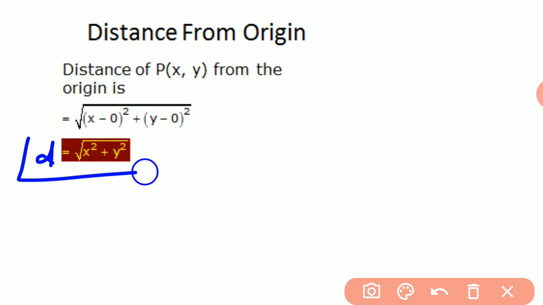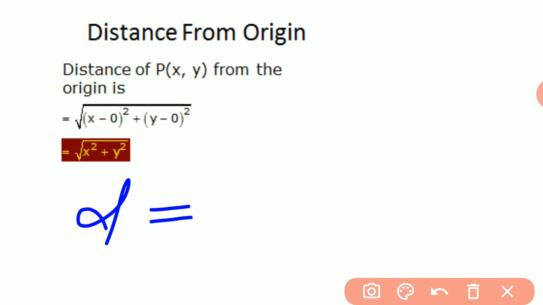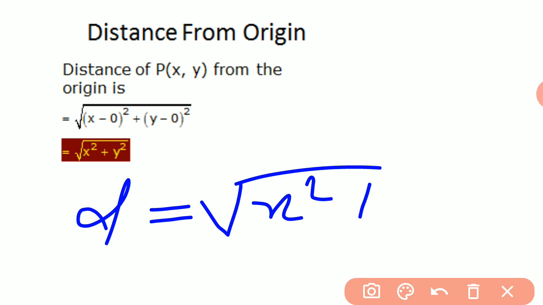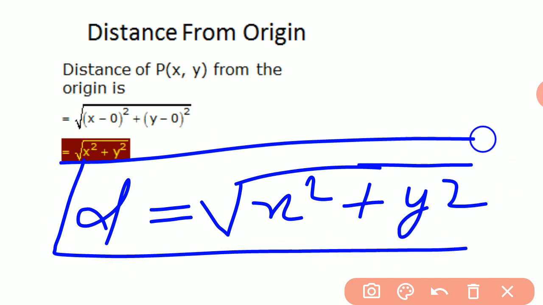That is, d equals under root x square plus y square, and you can write the distance of any point P from the origin as d equals under root x square plus y square, because the coordinate of the origin is 0 0.